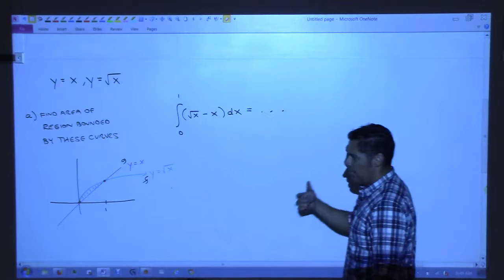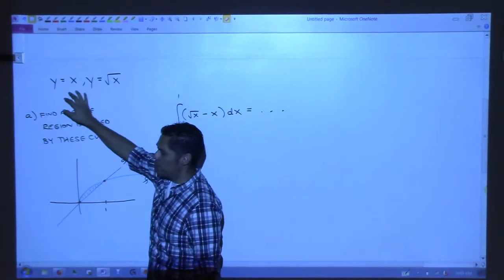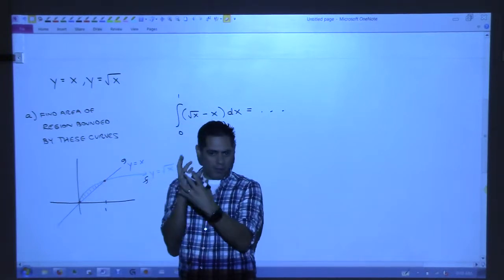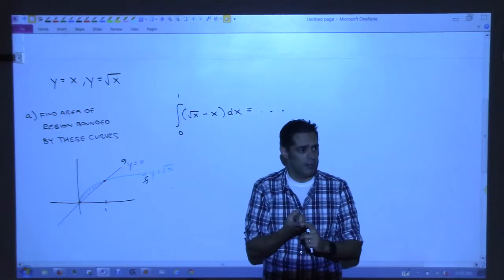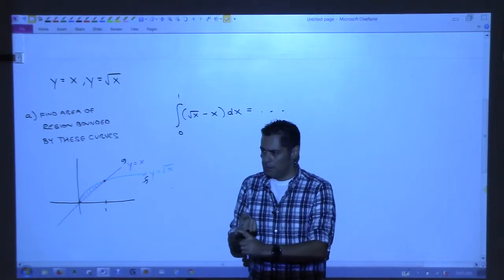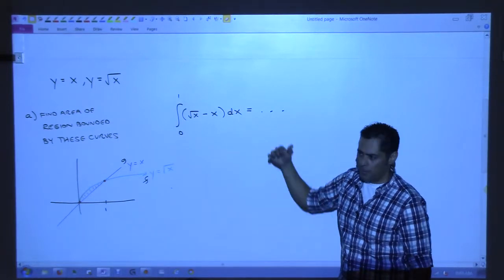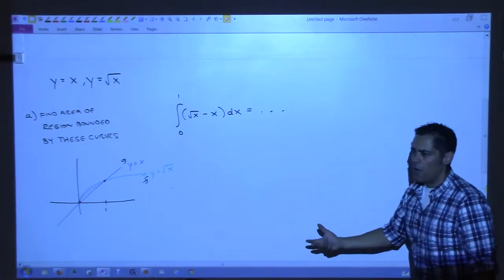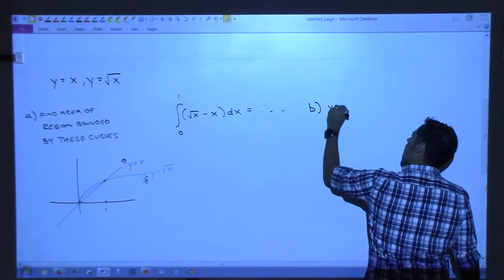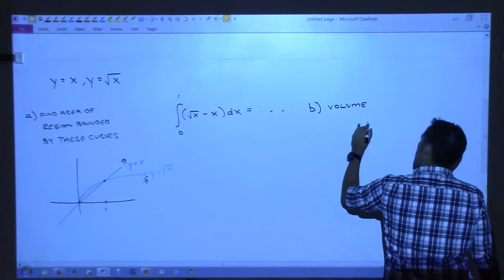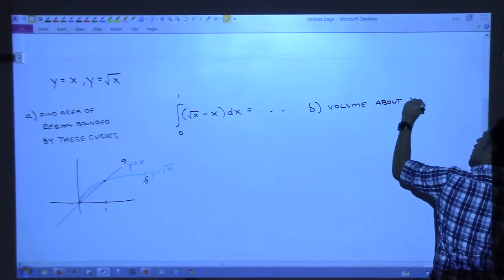And on your next test, your problems are going to look a lot like this. I'm going to give you 2 curves, or possibly 3 different things. You have to find the region. Then I'm going to ask you part A. Give me the integral for the area. Do not evaluate. So that means that's it, box it, you're done, move on. All right? Part B. Find the volume of it wrapped around the x-axis. Volume about the x-axis.